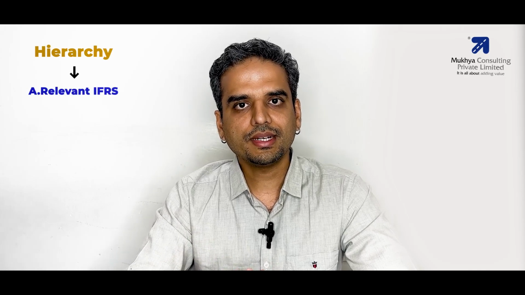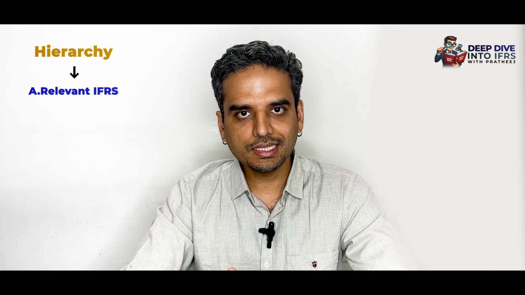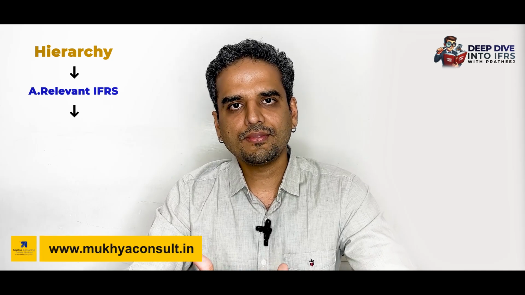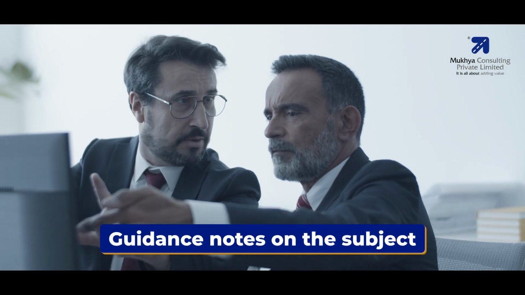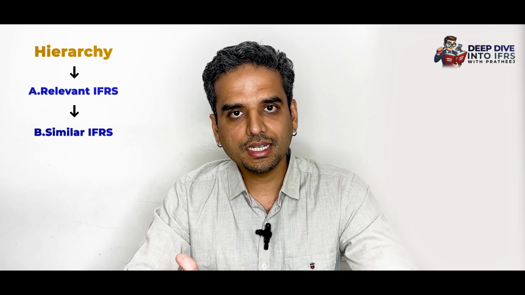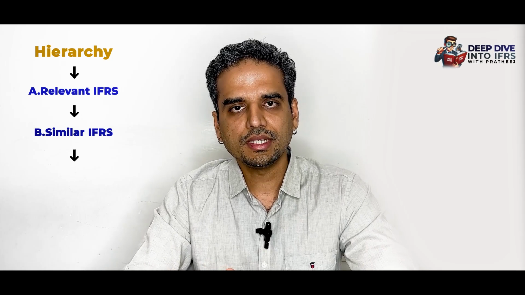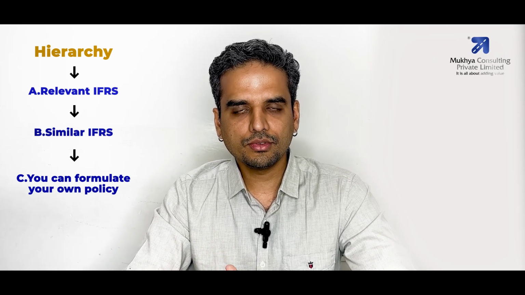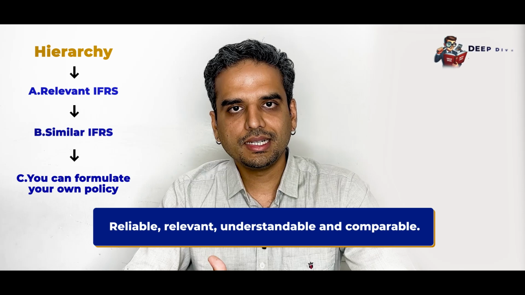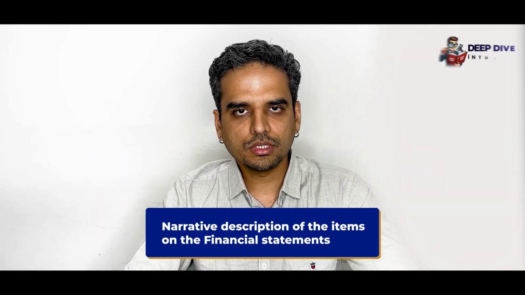Now, how to select the proper accounting policy for the items on the financial statements? There is a hierarchy given in IFRS. First, for each item, you have to look at the relevant IFRS. If the treatment is silent in the relevant IFRS, then next you have to go to the similar IFRS or other expert opinions like US GAAP or guidance notes on the subject. If that too is silent on how to treat the specific item, then you can formulate your own policy. But the only requirement when it comes to formulating your own policy is that they should be relevant, reliable, understandable, and comparable.